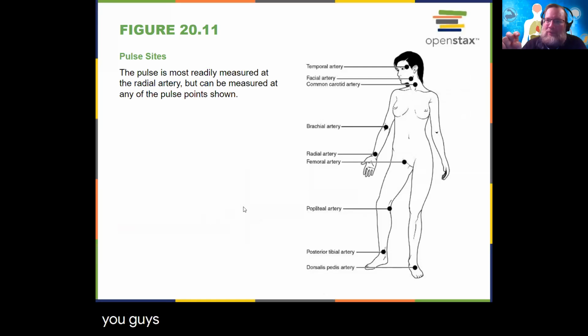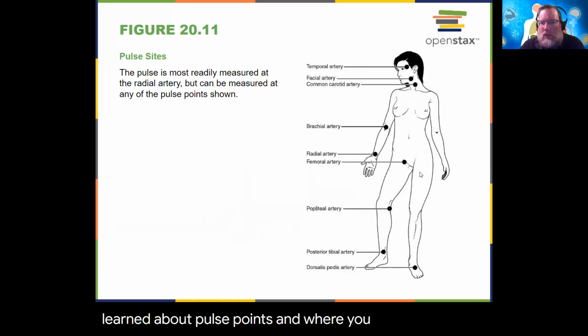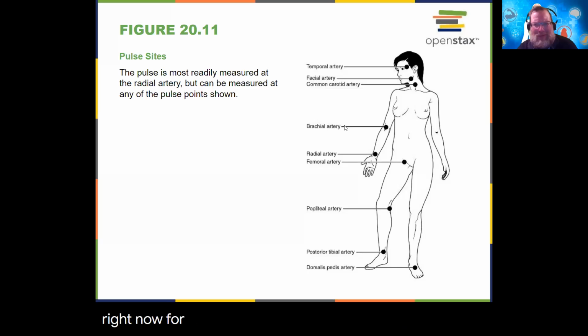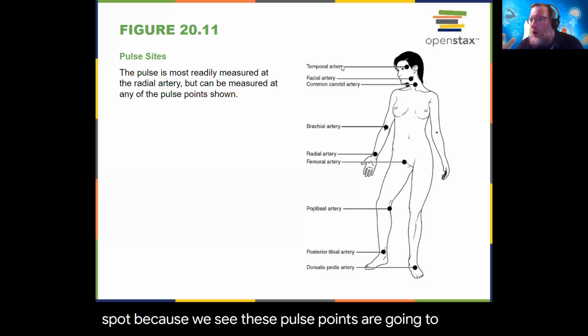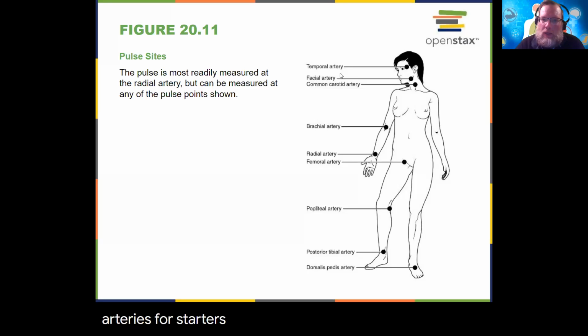Again, when you guys start taking some of your clinical courses, and maybe some of you already work in medical, you learned about pulse points and where you can take pulses. And again, certainly the radial artery is a very common spot. This is a good slide too, as we're going to be segueing right about now into naming blood vessels. So this is kind of a good spot, because we see these pulse points are going to be arteries for starters, and secondly, we see that some names finally.